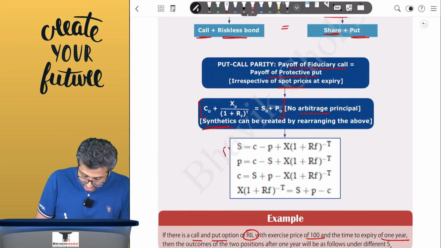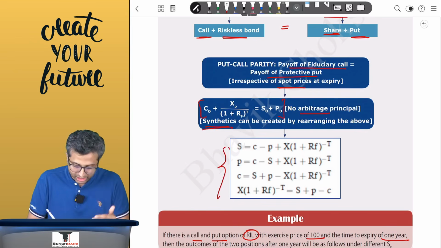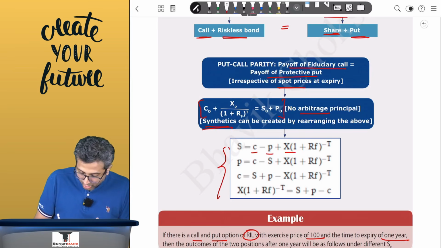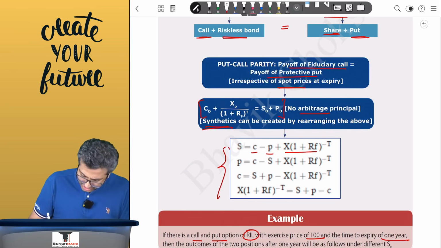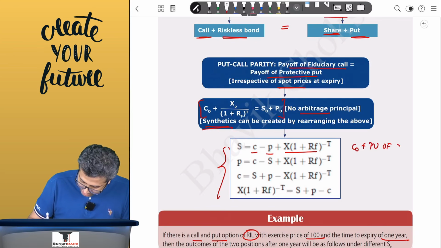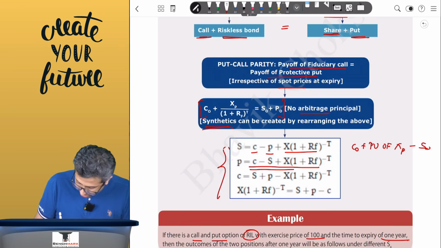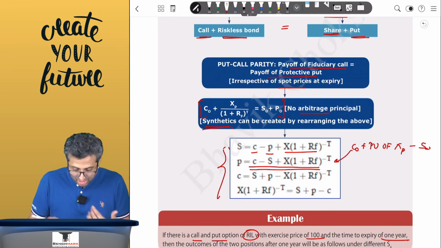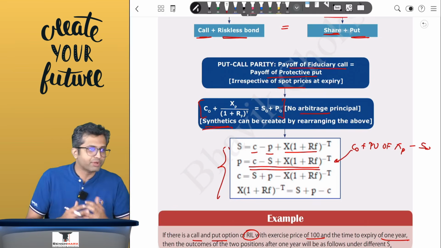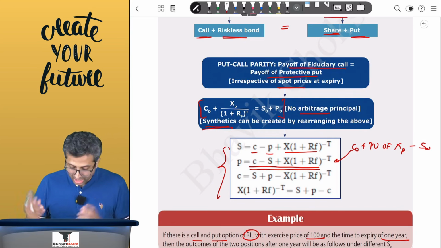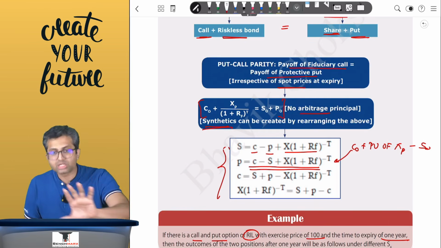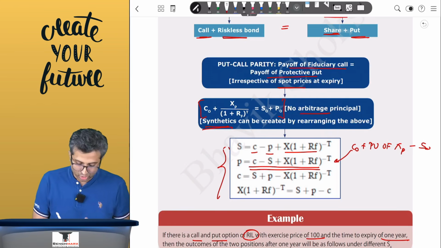Synthetics can be created, and what is a synthetic? You are just rearranging. You are taking spot on one side, and the call and the exercise price on the other. So you took the put on the other side. For the put, you are saying P0 equals C0 plus PV of exercise price minus S0. In a similar way, you can create a synthetic position. So instead of going long the put, alternatively you can go long the call, short the share, and deposit money, and that will be similar to a put position. So these are synthetic positions.